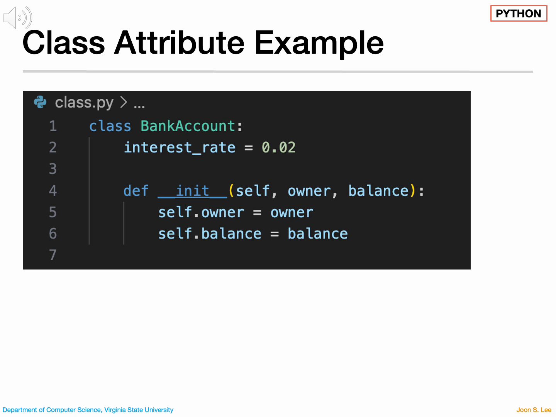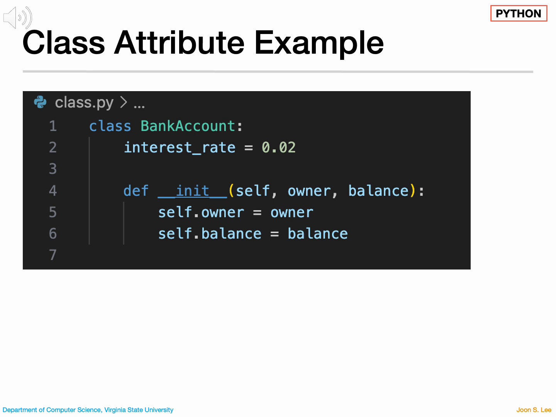Here we define a class called BankAccount. On line 2, notice the variable interest_rate = 0.02. This variable is defined outside of the constructor and inside the class. That makes interest_rate a class attribute. There is exactly one interest rate, and it is shared by all BankAccount objects.